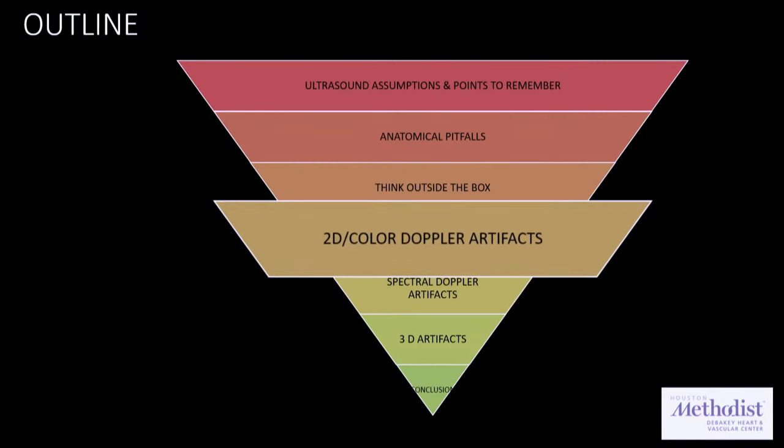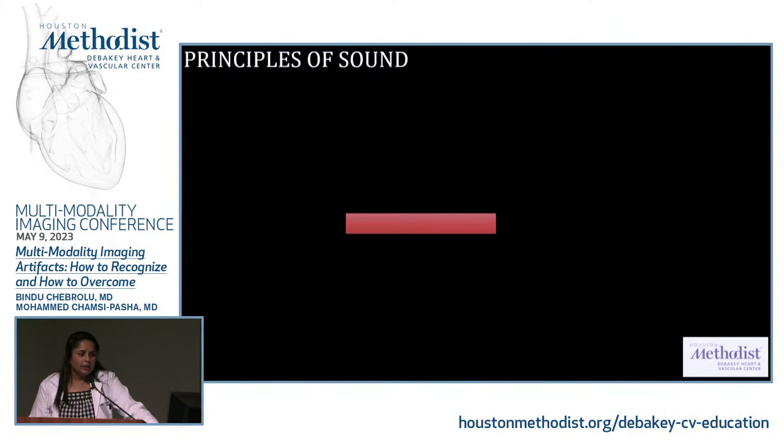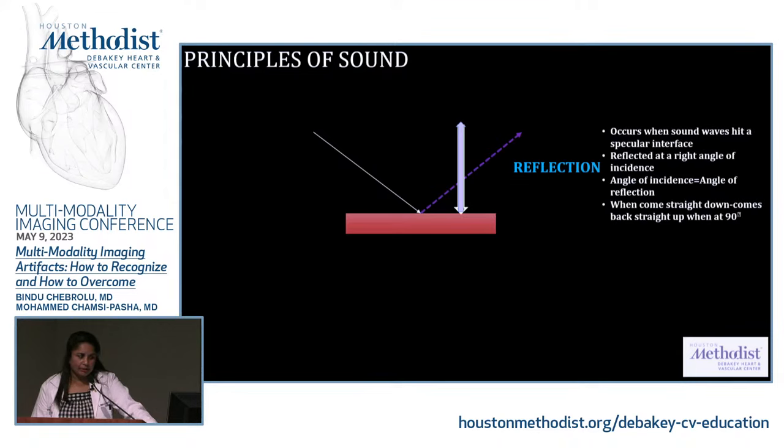All right, going back to our original topic of ultrasound artifacts. We're going to talk quickly about 2D artifacts. But before that, let's talk about principles of sound. Let's think about what happens when sound encounters an object or strikes a specular interface. What are the possibilities? One, it gets reflected back at the same angle of incidence. The angle of reflection is the same as the angle of incidence. Or if it hits at 90 degrees, it can go straight back up. That's basically reflection.